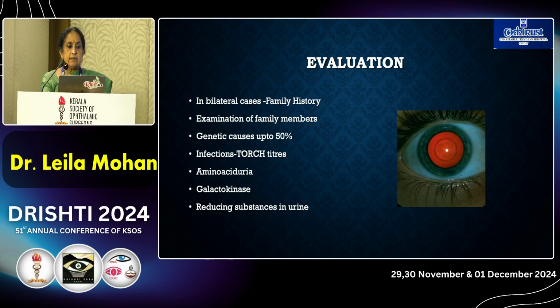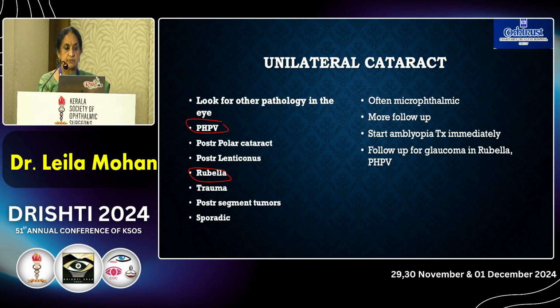So, coming to evaluation, in bilateral cases, family history is very important, and examination of the family members also. In the parents, it's very important to look at the parents also. Genetic causes can be the reason in about 50% of the cases. And in our scenario, infection is a very important cause. TORCH titers have to be done. Aminoaciduria and galactokinase deficiency are not very common, but often they have other systemic associations like liver pathology and low weight gain. So, reducing substances in urine can rule out metabolic disorders like galactokinase deficiency.